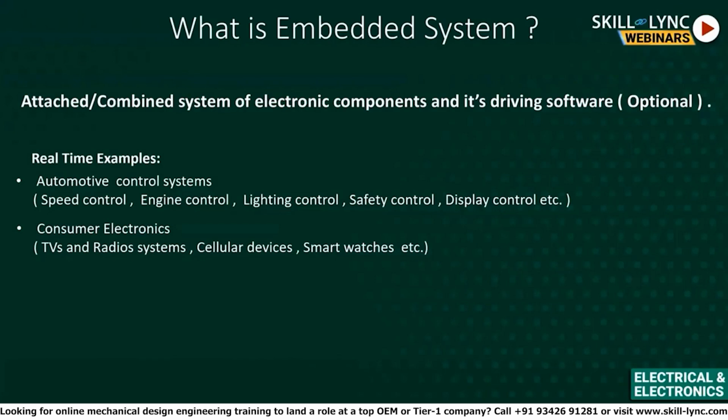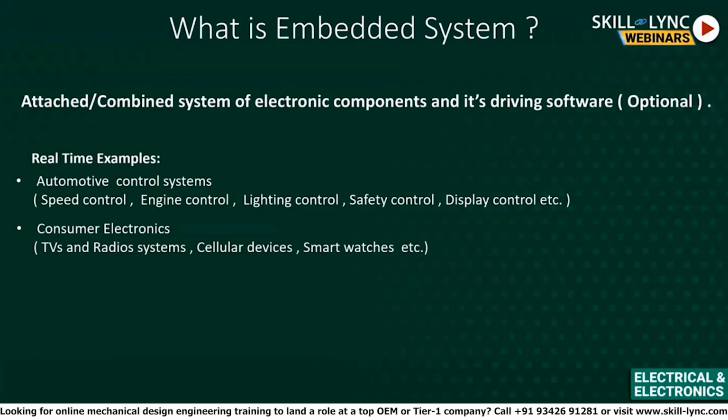Then again, cellular devices means your cell phone. This is again one of the widely used embedded products in the market. Cellular phones, it is an embedded product because it has a lot of features. You can have a call, you can record a lot of things, you can play a video, you can play audio, you can record audio, and then we have a lot of other sensors.